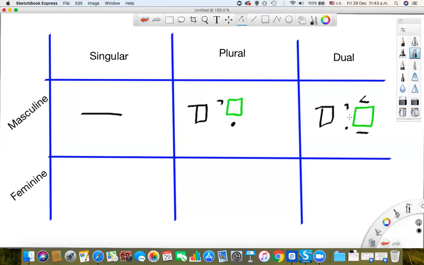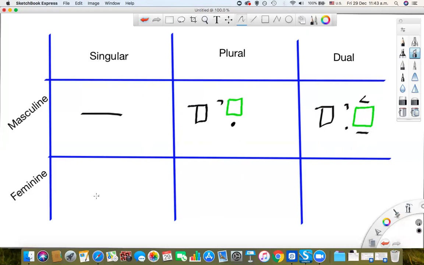And so that's basically the different endings you'll have. So for a masculine singular, you have nothing. For a masculine plural, an im ending, hirik yod mem. And then for a dual, you have a patach under that last letter with a yod hirik mem. And then it's going to be accented on that last letter of the word.